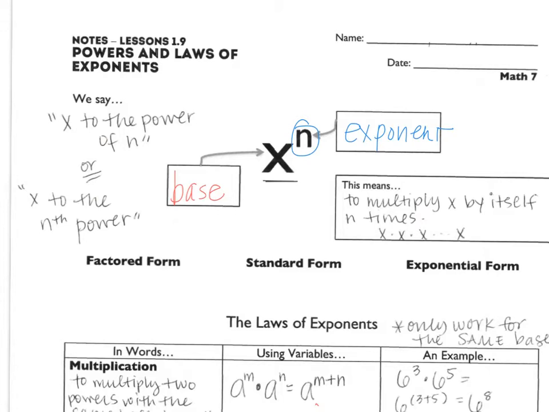So if we had x, and this number were, say, 4, it would be x times x times x times x. We have some different forms that we would rewrite in. When we say that we're talking about factored form, it looks like this. If we have 10 times 10 times 10, in standard form, that would look like this, 1,000. In exponential form, it would be 10 to the third power.